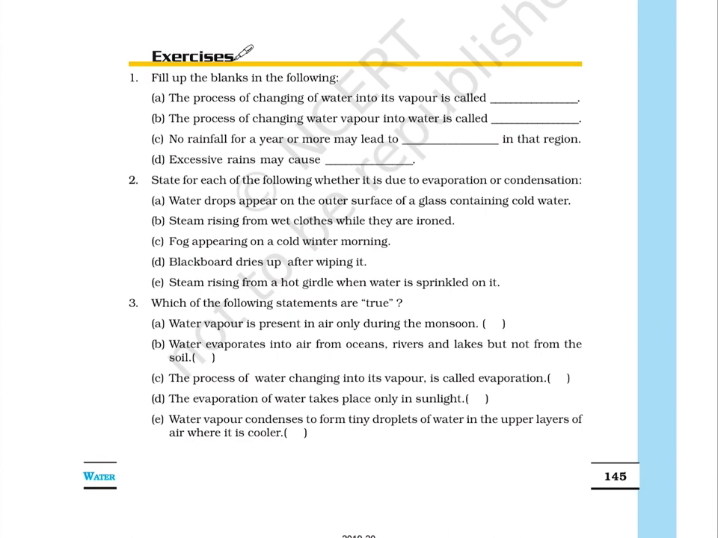3. There are some statements. State whether these are true or not. A. Water vapor is present in air only during the monsoon. B. Water evaporates into air from oceans, rivers and lakes, but not from the soil. C. The process of water changing into its vapor is called evaporation. D. The evaporation of water takes place only in sunlight. E. Water vapor condenses to form tiny droplets of water in the upper layers of air where it is cooler.